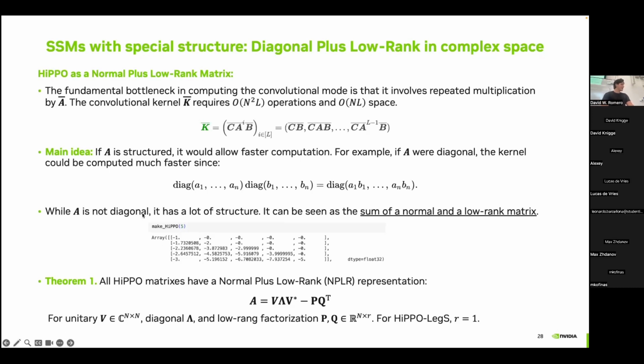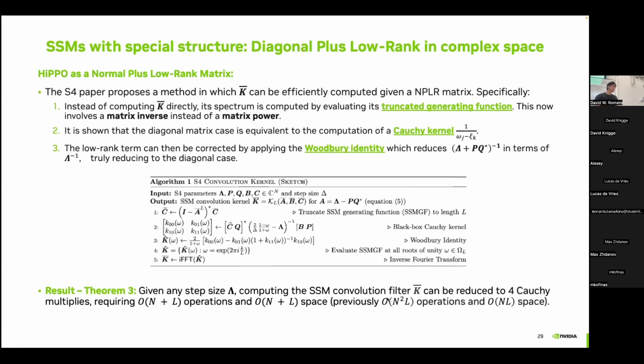And well, this A matrix is not diagonal, but it does have a lot of structure. It has this diagonal here, and this other part here, and it has only zeros in the upper part. They make use of that structure to define an algorithm that is going to compute this matrix much more efficiently. Basically, in broad terms, what they do is say that this matrix is going to be a normal matrix plus a low rank matrix, and with that, you can do a lot of cool decompositions.